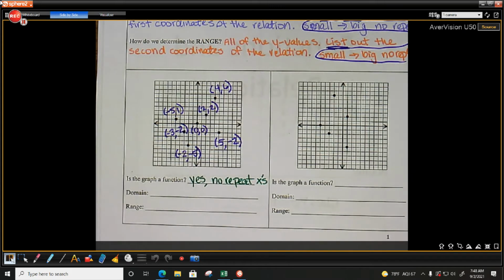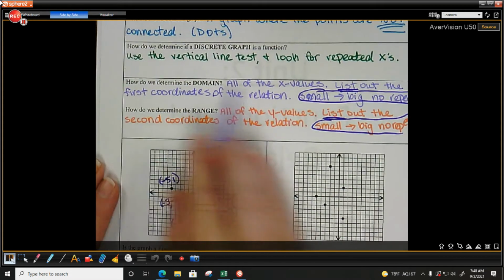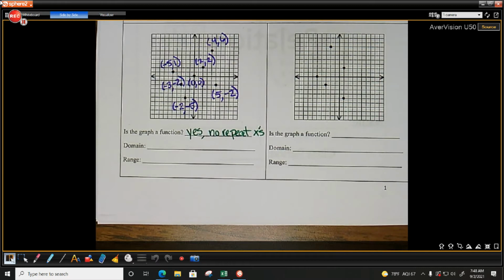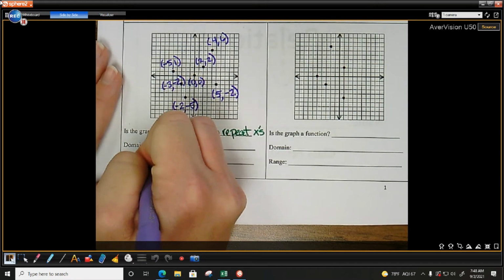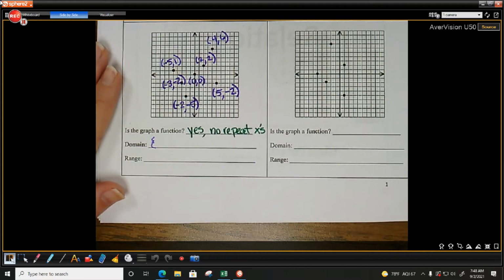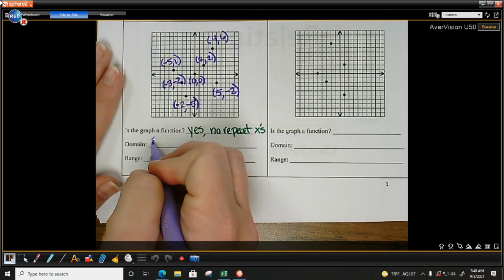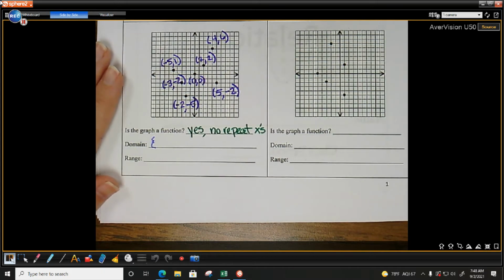Okay. How do we write our domain and range for a discrete graph? Domain, small to big, no repeat values. Okay, so we use something that is a set symbol. It's called a curly bracket. Okay, I'm a bad curly bracketer. When you're making your curly bracket or your set symbol, you just need to make sure it's not a parenthesis. Okay, so it's kind of like a backwards 3. Okay, don't stress about making your curly bracket. Make sure it's not a parenthesis.